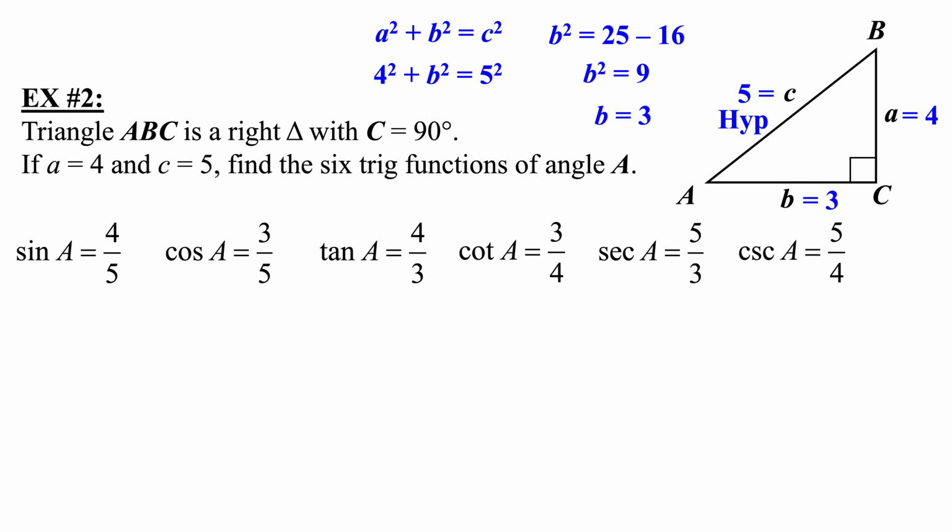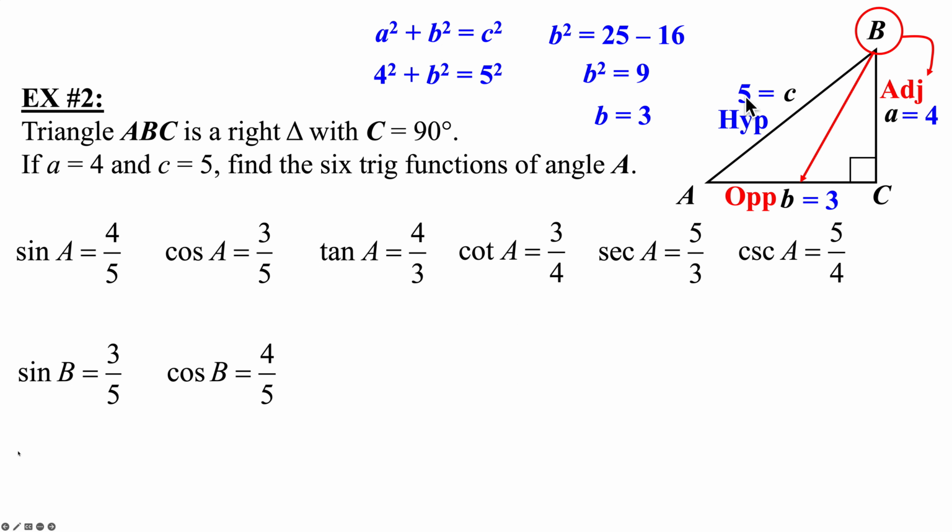Everybody agree? Now again, if they ask for a different angle, let's say they want to go to angle B. If we want to go to angle B, then now little b is the opposite side. Little a is the adjacent side. The hypotenuse doesn't change. But if we want to find sine of B, that's 3 over 5, opposite over hypotenuse. Cosine, adjacent over hypotenuse. Cosine of angle B is equal to 4 over 5. Tangent of angle B, opposite over adjacent, 3 over 4.